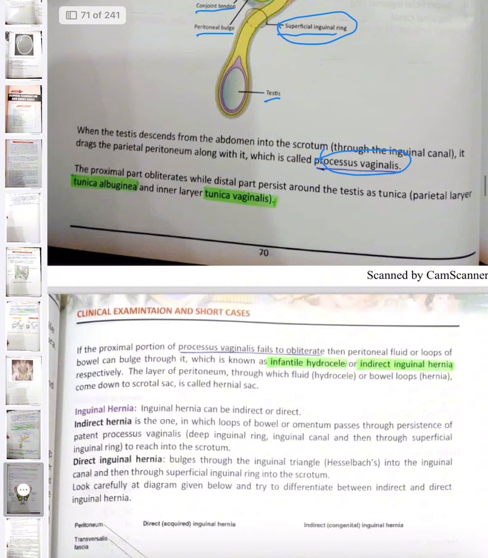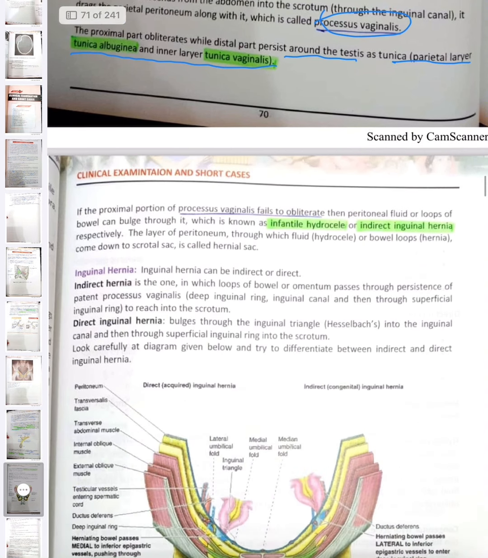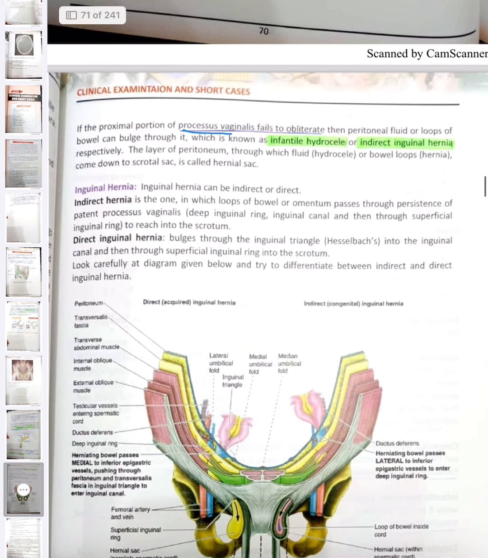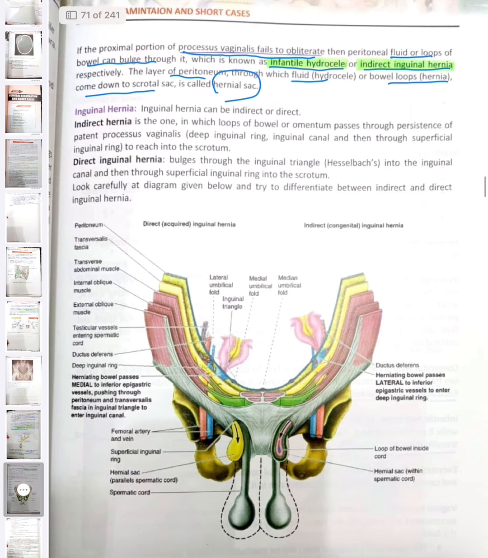The proximal part obliterates while the distal part persists around the testis as the tunica vaginalis, parietal layer, tunica albuginea, and inner layer. If the proximal portion of processus vaginalis fails to obliterate, then peritoneal fluid or loops of bowel can bulge through it, which is known as infantile hydrocele or indirect inguinal hernia, respectively. The layer of peritoneum through which fluid or bowel loops come down to the scrotal area is called the hernial sac. Now, what is the inguinal hernia?